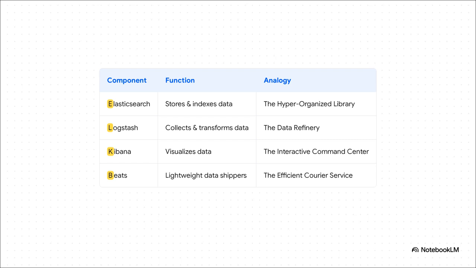Now, here's where it gets really cool, because each piece of the stack has a perfectly defined job. It all starts with Beats. Think of them as your efficient courier service. They're these lightweight agents just collecting data from your servers. They ship that data over to Logstash, which is our data refinery. It takes the raw logs, cleans them up, and gives them structure. That structured data then gets sent to Elasticsearch, which is like a massive, hyper-organized library that indexes everything for lightning-fast searches. And finally, you've got Kibana. That's your interactive command center, where you get to explore and visualize all that beautifully organized data.